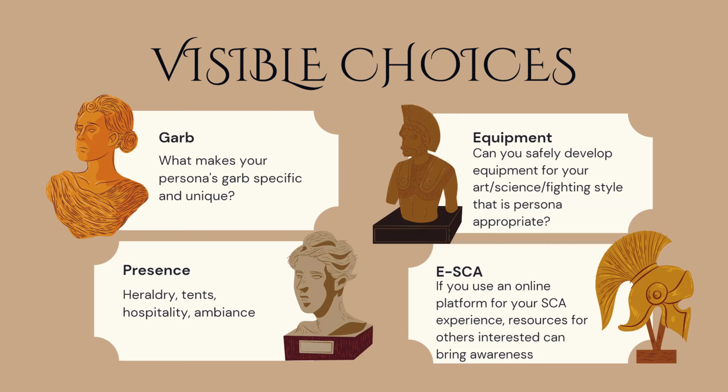Equipment, I'm going to call out separately, because there are some operative words in this question. Can you safely develop equipment for your art, science, and fighting style that is persona appropriate and appropriate to the rules of the SCA for equipment? We will talk a little bit more about a friend of mine and how he has handled that for his heavy kit. Do not sacrifice safety for persona accuracy. Please, nobody wants anybody getting hurt, but there are ways that you can account for some of those safety considerations with your equipment.